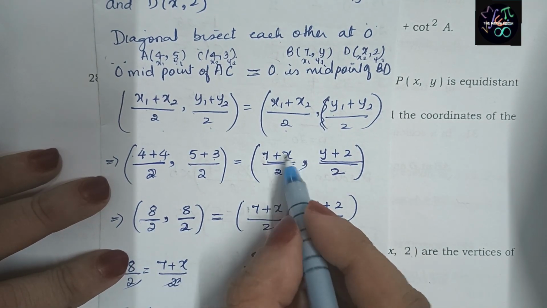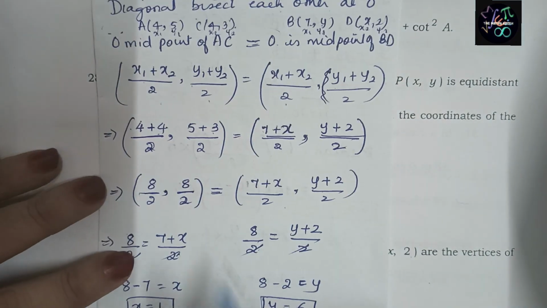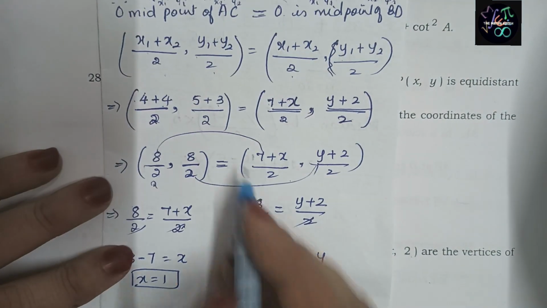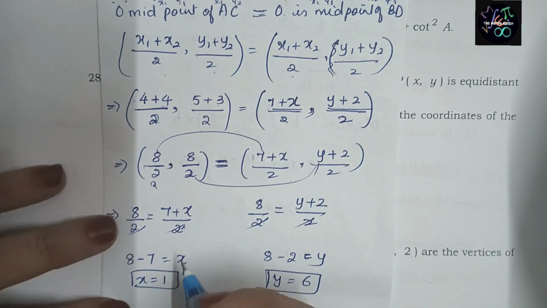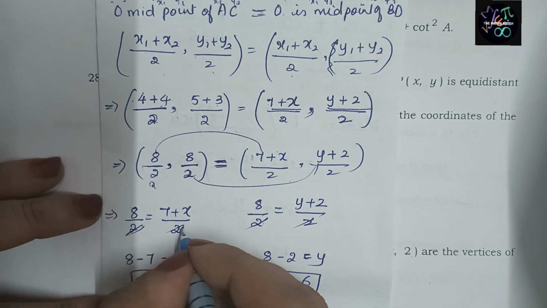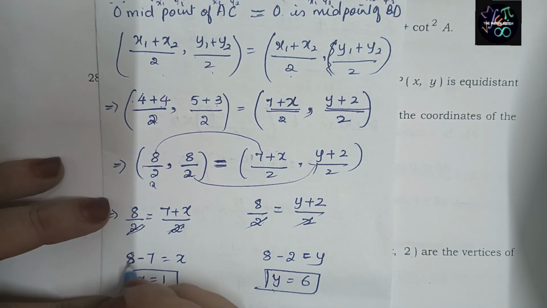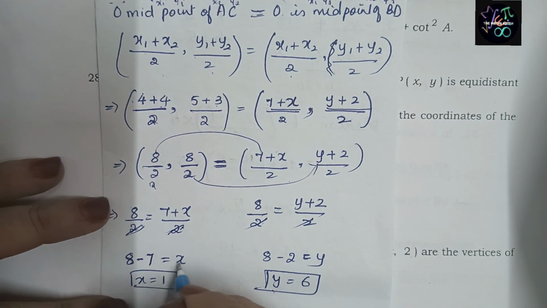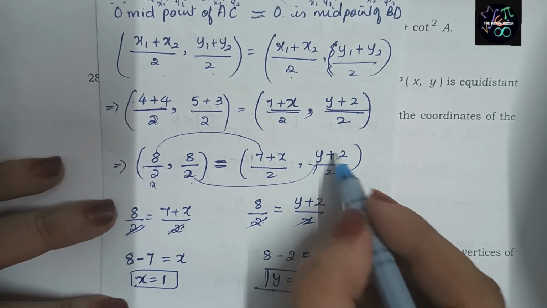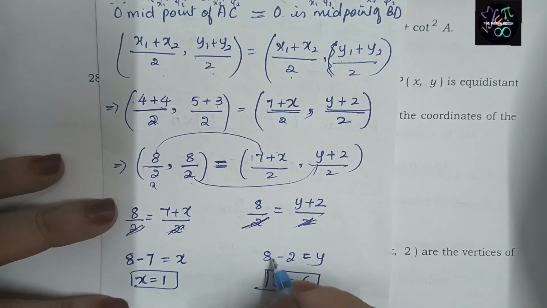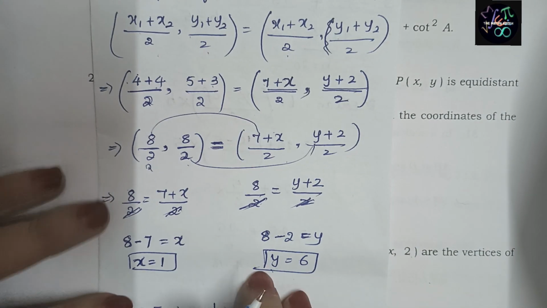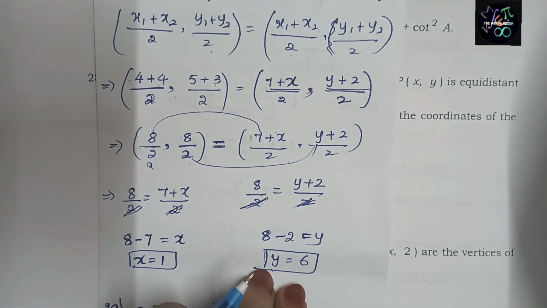So let us equate x to x and y to y. Let us equate that because we can see the equal sign in between. They are the midpoint, right? So 8 by 2 is equal to 7 plus x by 2. The 2 gets cancelled. So 8, this 7 if I bring here, minus 7 is equal to x. So x is equal to 1. This side also the same: 8 by 2 and y plus 2 by 2. The 2 gets cancelled. 8 as it is, the 2 if I bring here, minus 2 is equal to y, so y is equal to 6. So this is about question number 28.